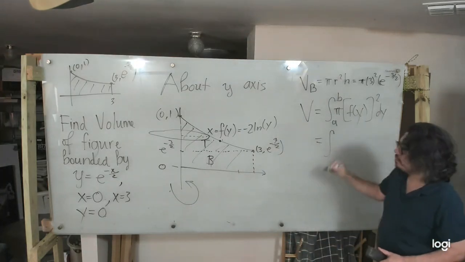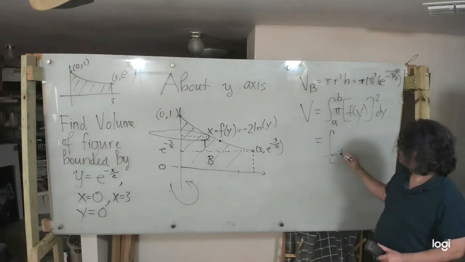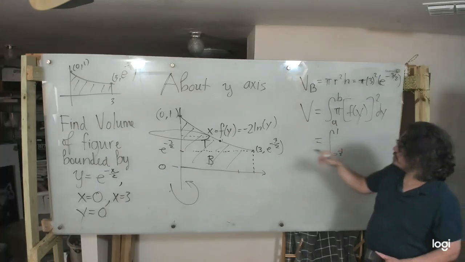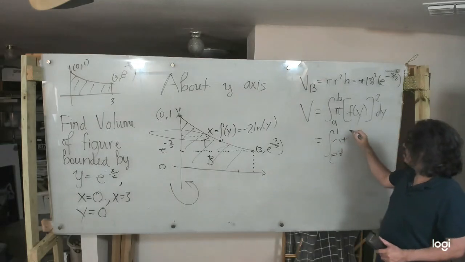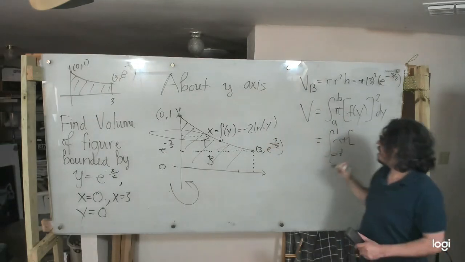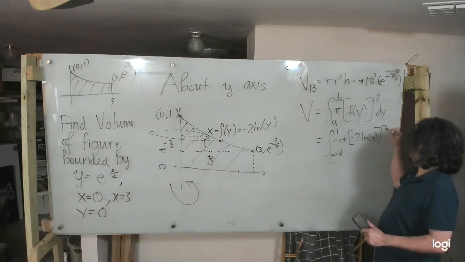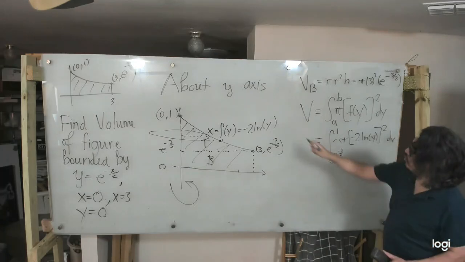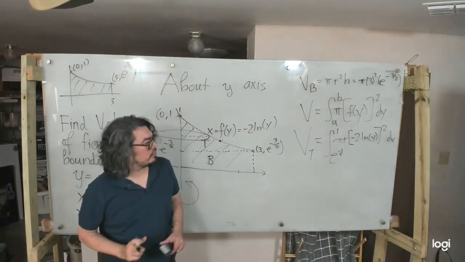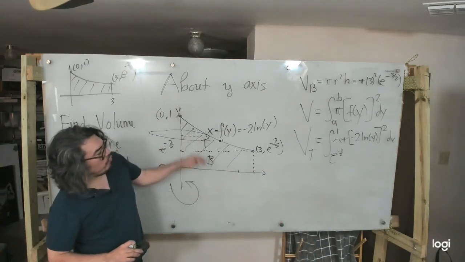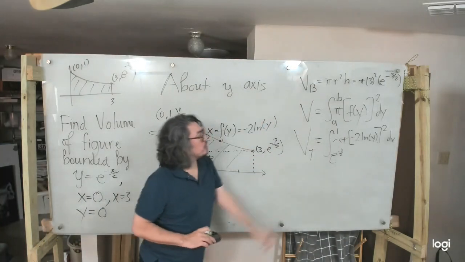This is going to be the integral from the bottom, which is e to the negative 3 over 2, to the top, which is 1, which is here at that apex, and then pi times our f of y, in this case negative 2 ln of y, squared dy. This would be the integral that represents the volume of this top portion, okay? And so the volume of the whole figure would then end up being the volume of the top portion plus the volume of the bottom portion, okay?